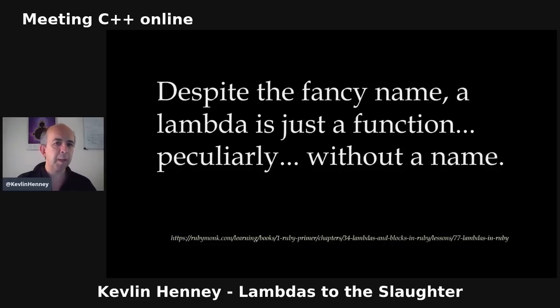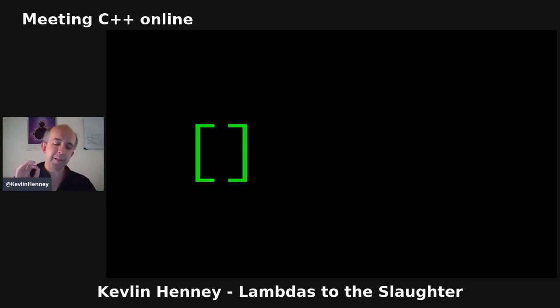in Ruby. Despite the fancy name, a lambda is just a function, peculiarly without a name, which clearly solves one of the major problems of software development, which is, of course, naming. Now, C++ has gone with a fairly minimalist approach. Some languages like to call their lambdas lambda. We can see that in Python. And we can see that in Lisp, and some of them have a descriptive notation.